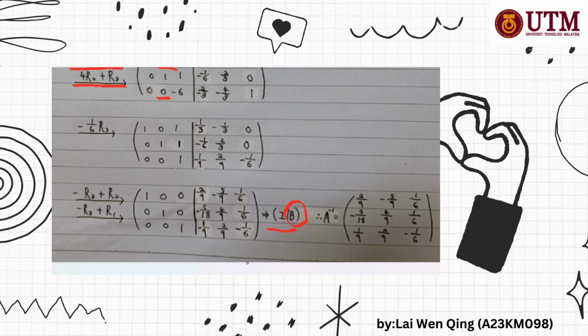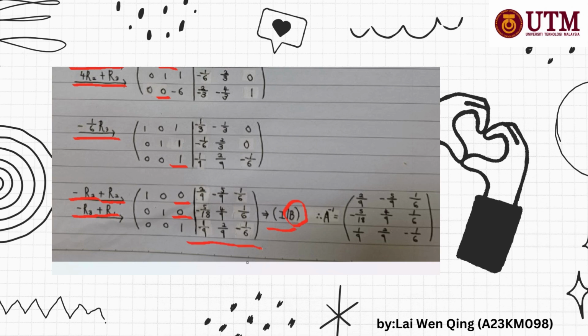Then in order to get the 1 in the third position on the leading diagonal, we multiply negative 1 over 6 with row 3. Lastly, we should obtain the zeros in the third column. So we multiply the negative with row 3 and add it to row 2 to get the 0 in row 2, and multiply the negative with row 3 and add it to row 1 in order to get the 0 in row 1. And finally, the inverse of the matrix A can be obtained.